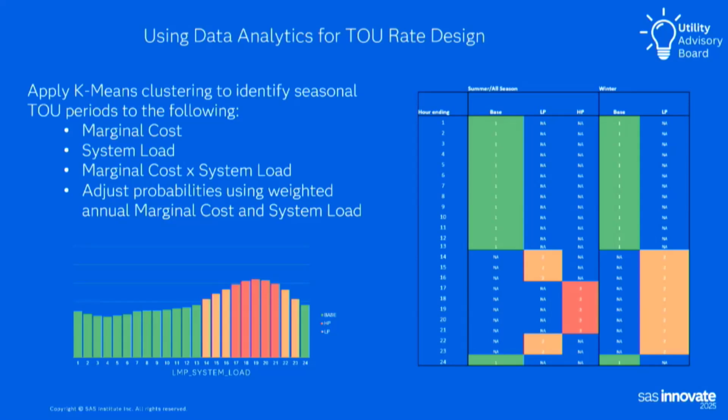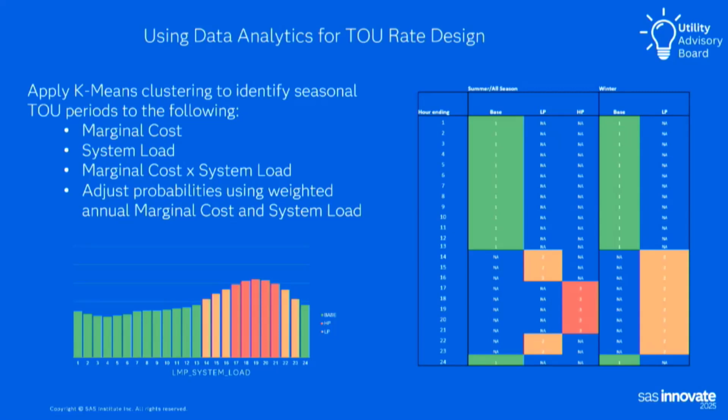The k-means clustering grouped hours of the day into distinct TOU periods, off-peak, mid-peak, and high-peak, allowing us to reflect seasonal variation, so we have summer and winter, by performing the clustering separately for each season.